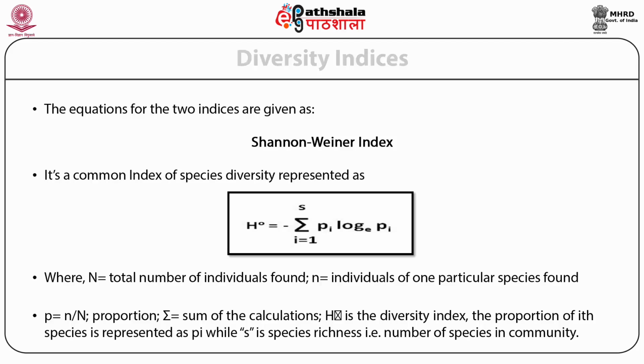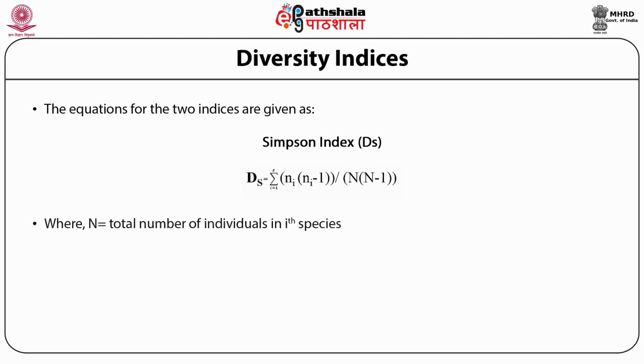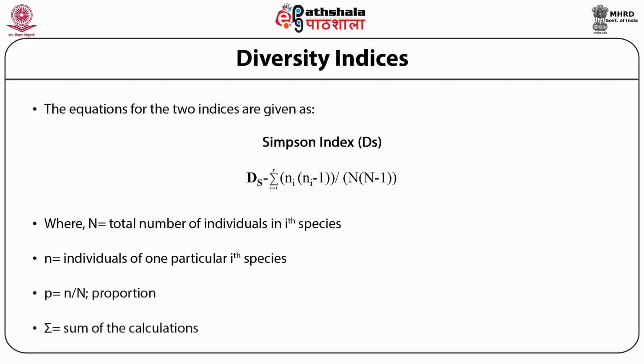Simpson index. This equation is represented as follows, where capital N is the total number of individuals in the ith species, small n is individuals of one particular ith species, and small p is equal to small n divided by capital N.